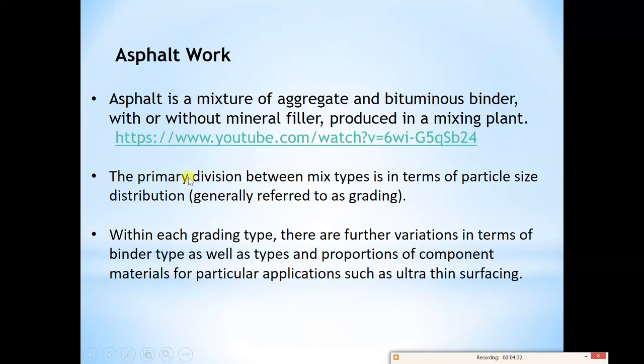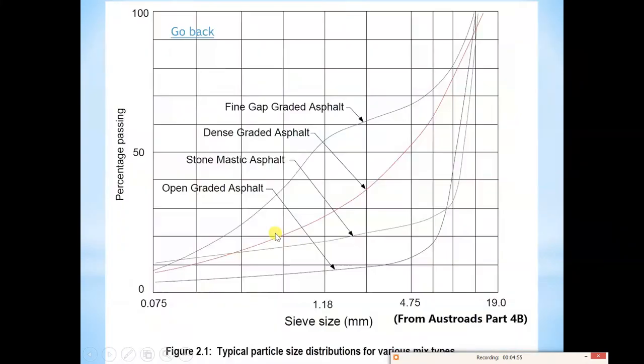So the primary division between the mix types for asphalt is in terms of particle size distribution, generally known as the gradation. So we have different mix types. How do you differentiate them? Depending on the particle size distribution. So these are the particle size distributions.